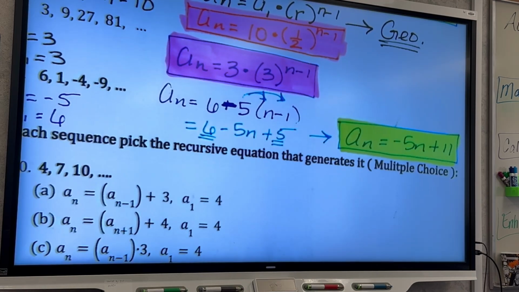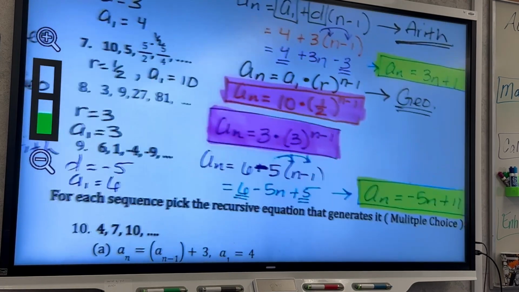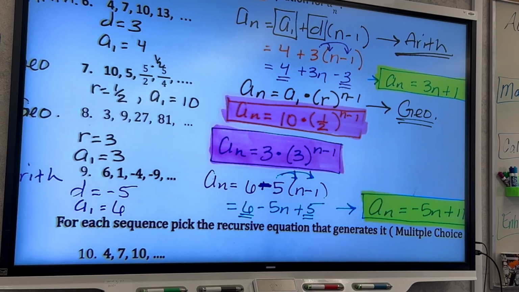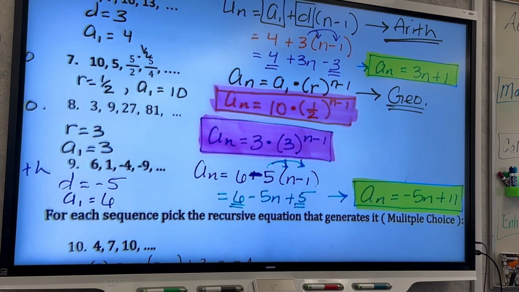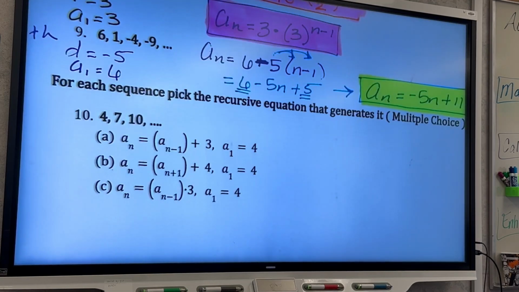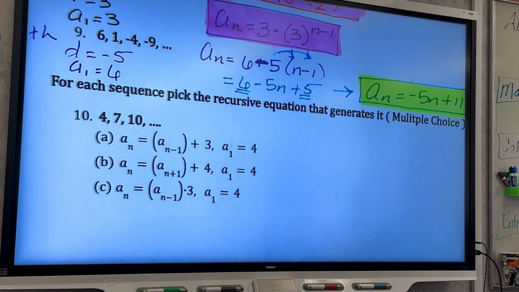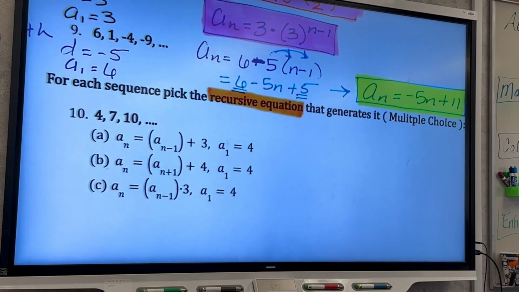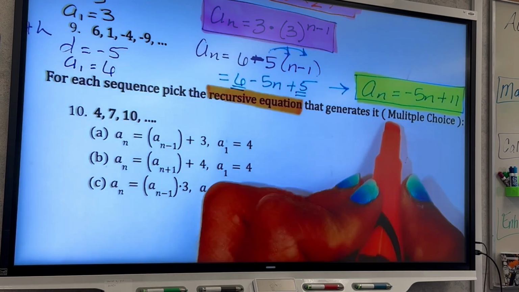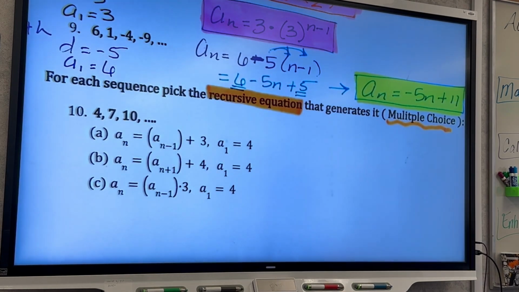So hopefully we're getting the hang of those steps. That was that section, writing the explicit formulas for each of the types that we've been learning, arithmetic and geometric. Those are the only 2 types of sequences we're going to be learning this year, by the way. All right, and then for each sequence, pick the recursive equation. Now we're looking for a recursive equation that generates it. And it tells us that this section is multiple choice.